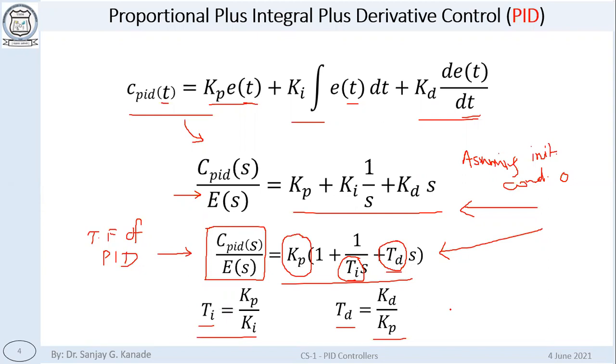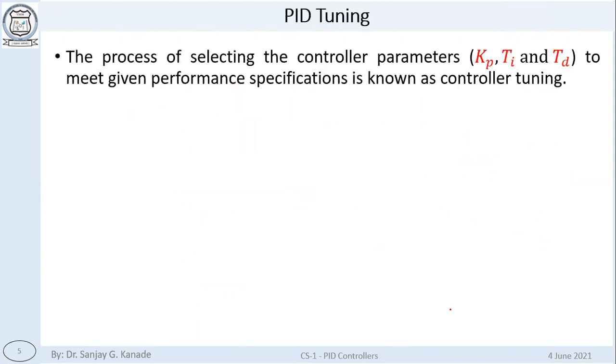Okay, and the process of selecting these controller parameters, KP, TI, TD, to meet the given performance specifications is known as controller tuning, the PID controller tuning. The process of selecting or calculating the controller parameters KP, KI, KD, or KP, TI, TD is called PID tuning. Okay.